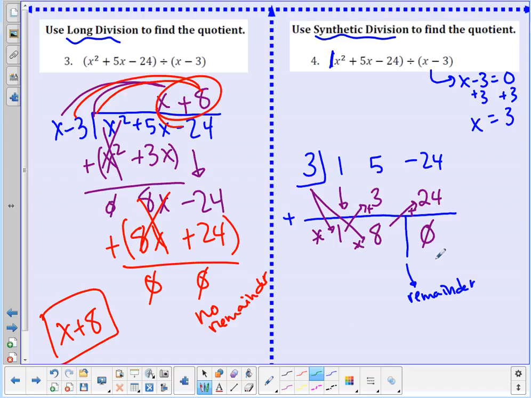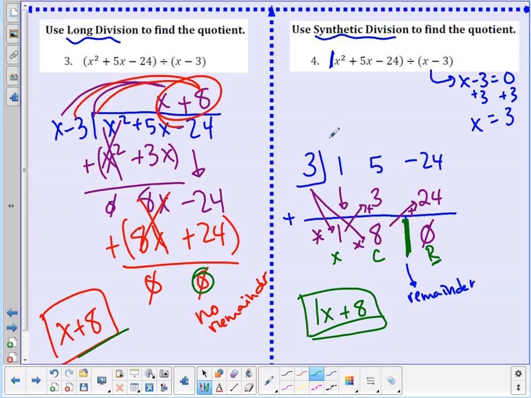So I always start at the very right-hand side and work my way backwards. This is your remainder, which is why we put the little box in, so we remind ourselves that we have a remainder. So my remainder here is 0, which is the same remainder I got over there. Then this is my constant, and this is my x term. So I have 1x plus 8 with no remainder. Same result, little bit different process.